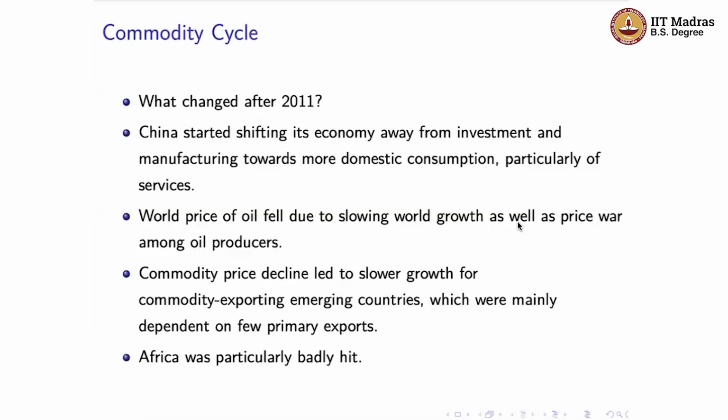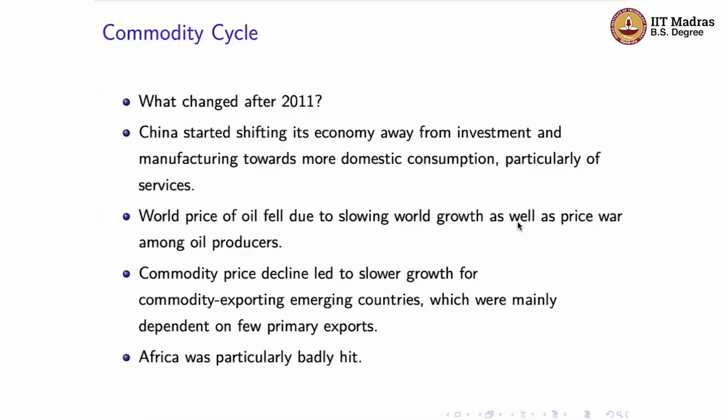There were also actually price wars taking place between these oil producers, right? As a result, you had oil producers competing by deciding to increase their supply and reduce the price. And that is again something that led to a reduction in the price of oil, which was one of the items in this index, right? And the important thing is that this commodity price decline ended up leading to slower growth in commodity exporting emerging countries, right?